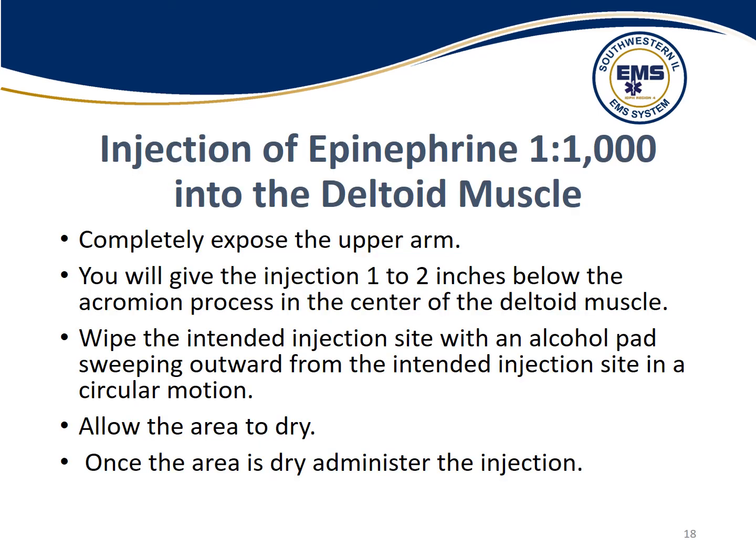Injection of epinephrine 1 to 1000 into the deltoid muscle. Completely expose the upper arm. You will give the injection 1 to 2 inches below the acromion process in the center of the deltoid muscle. Wipe the intended injection site with an alcohol pad, sweeping outward from the intended injection site in a circular motion. Allow the area to dry. Once the area is dry, administer the injection.